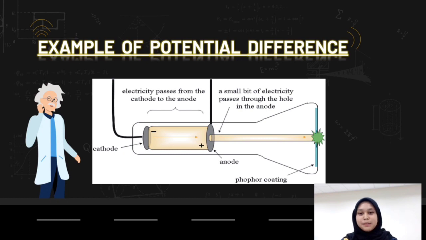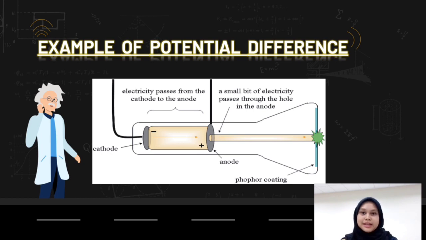Next, the example of potential difference. So this is a cathode ray tube. A cathode ray tube is a vacuum tube containing one or more electron guns which emit electron beams that are manipulated to display an image on a phosphorescent screen. So, how does the cathode ray tube work?